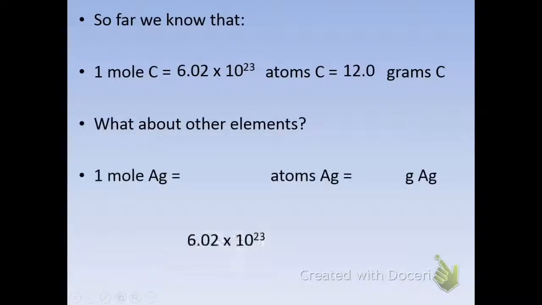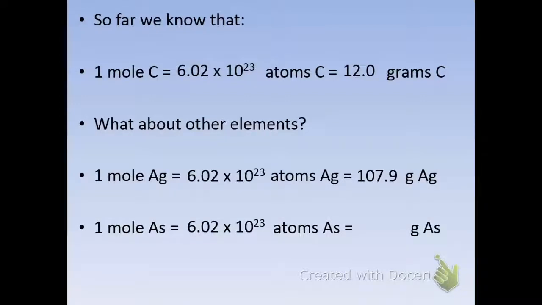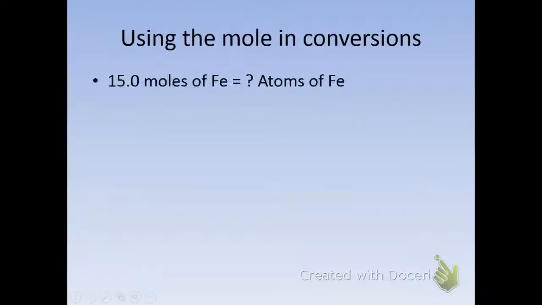1 mole of silver is 6.02 times 10 to the 23rd atoms, because that's the definition of a mole. But for silver, it's 107.9 grams for that same number of atoms, because each atom of silver is heavier than each atom of carbon. Or for arsenic, you've got 6.02 times 10 to the 23rd atoms for a mole, which is 74.9 grams. These gram numbers come from the periodic table. So let's do some conversions.